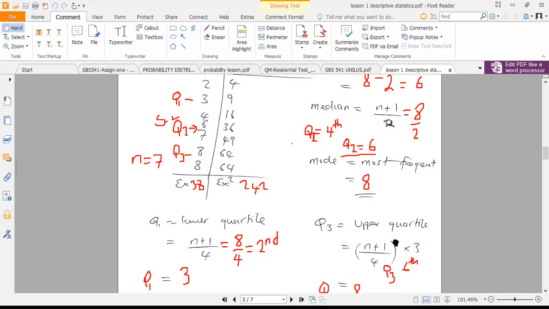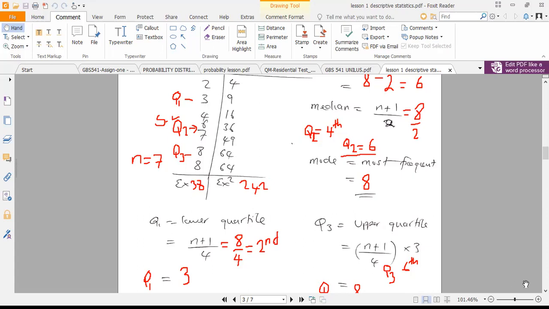Our upper quartile is 3/4 of n plus 1. So 3/4 of 8 is 6. So you count 1, 2, 3, 4, 5, 6. So the third quartile is 8. So lower quartile, 3. The second quartile, 6. And the upper quartile is the 6th number, which is 8.